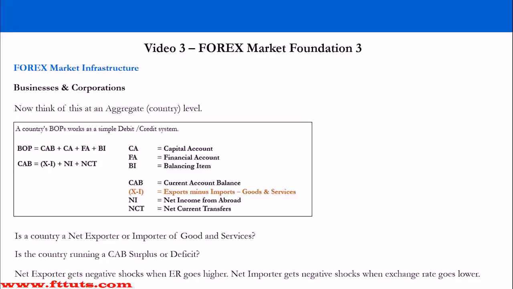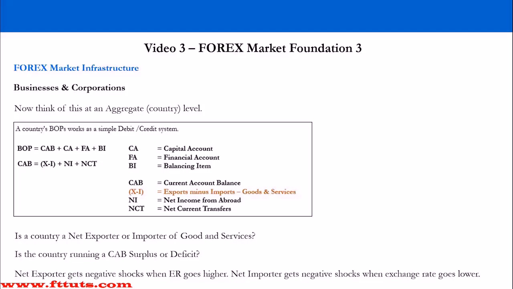Now, what you need to think of is we've looked at the kind of money flow behind exporters and importers and how these guys are exposed and how quickly this exposure can impact them. Now, I want you to think about this in terms of a country level. So if a country is a net exporter or net importer of goods and services, so exactly what we looked at before, is the country itself running a current account balance surplus or deficit? Well, it works in exactly the same way. The exchange rate impact for a corporation is exactly, in debit and credit terms, the same situation for a country.